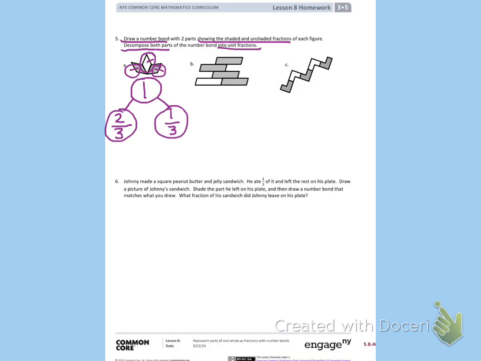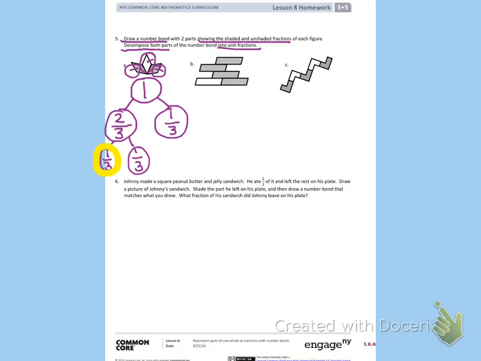Now we need to decompose the fractions in the number bond so that they are into unit fractions. Well, I know that 2/3 is the same thing as 1/3 and another 1/3. Now we have them decomposed.